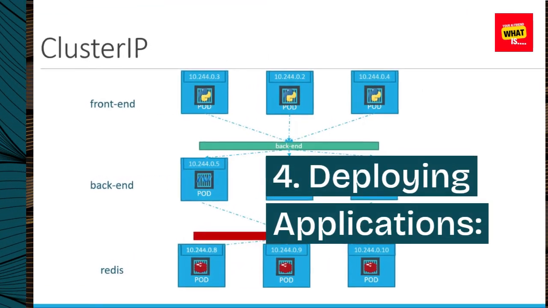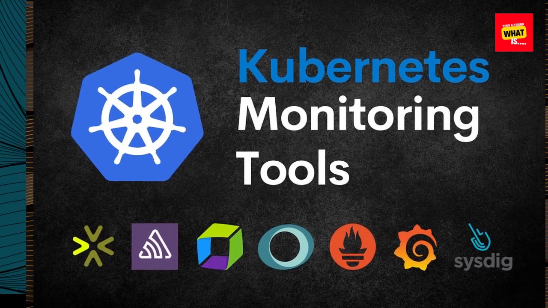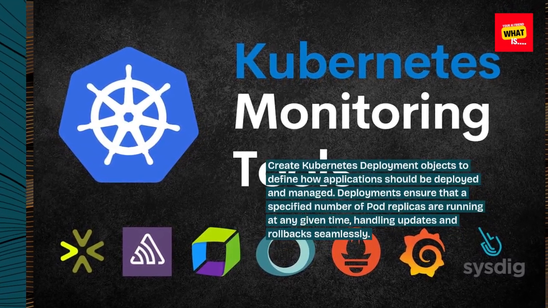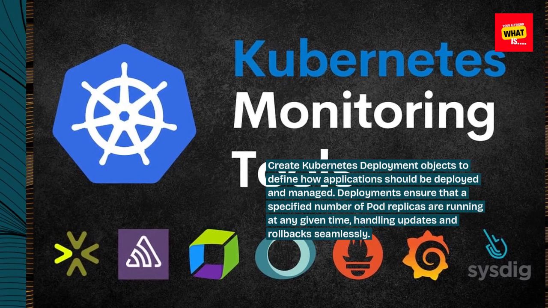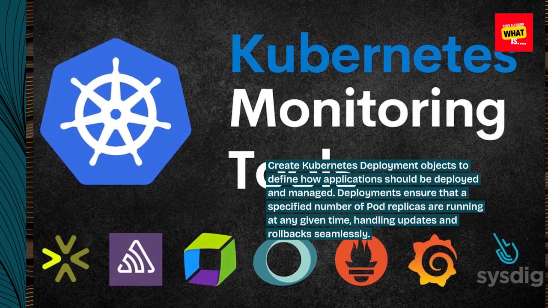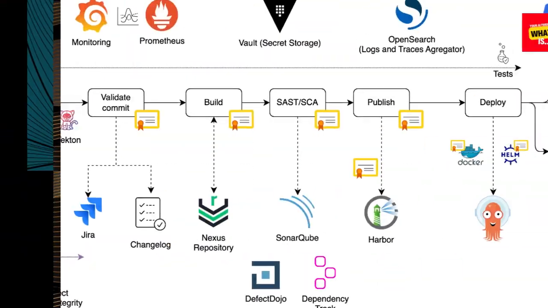4. Deploying applications. Create Kubernetes deployment objects to define how applications should be deployed and managed. Deployments ensure that a specified number of pod replicas are running at any given time, handling updates and rollbacks seamlessly.